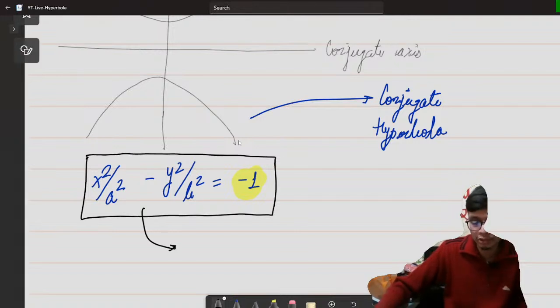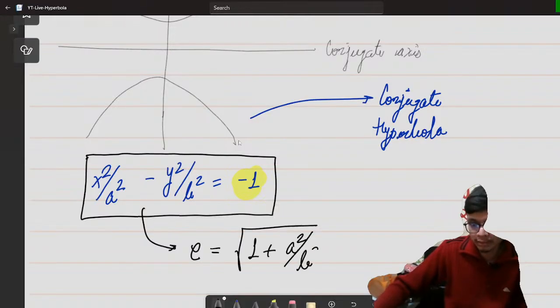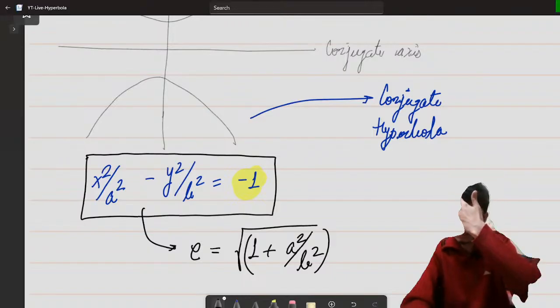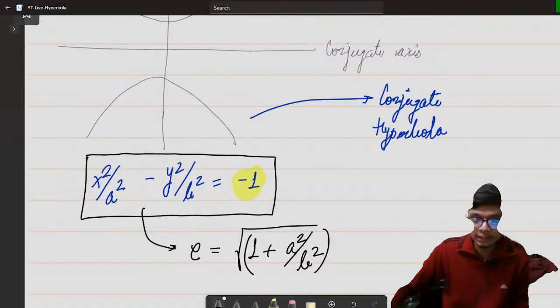And for this kind of conjugate hyperbola, the eccentricity is basically given as square root of 1 plus a square by b square. That's the only difference that you will note, right? So for this kind of hyperbola, the only change that we will have is in the eccentricity, like this.